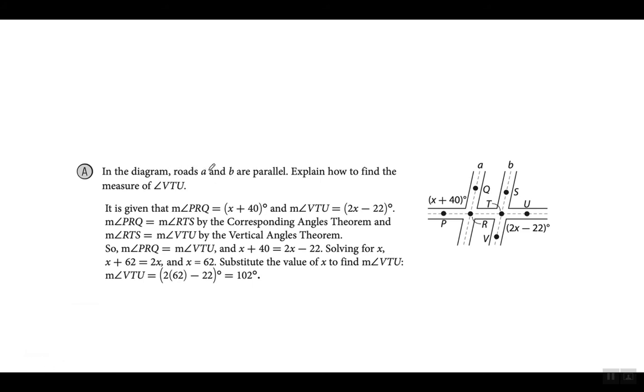All right, so look, in the diagram, roads A and B are parallel. So A and B are parallel lines. Las calles A y B son paralelos. Explain how to find the measure of angle VTU. Listen, I don't care about the explanation. I just want to go over how do you find the measure of angle VTU. Tenemos que encontrar la medida de ángulo VTU.